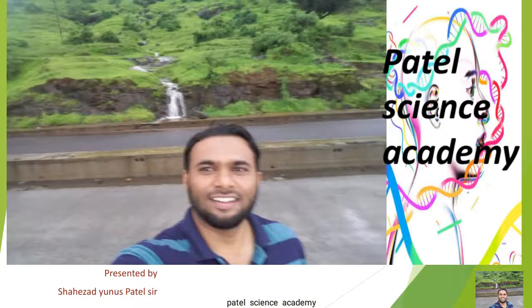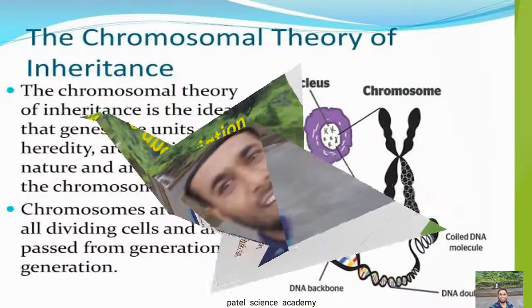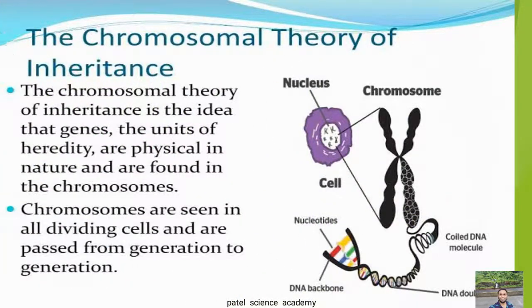This is your Shahzad sir, and I welcome you to the chapter Inheritance and Variation, and it's lecture number 7. The topic of lecture 7 is the chromosomal basis of inheritance. In this topic, the point I'm going to explain is the chromosomal theory of inheritance. So, dear students, what is this chromosomal theory regarding inheritance?